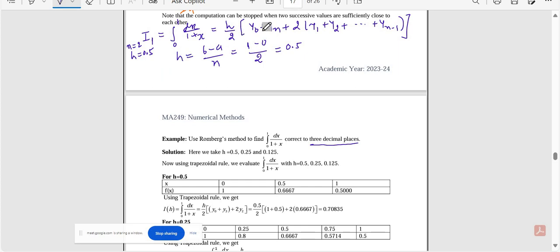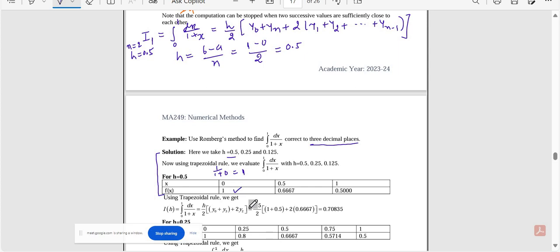Now find y0, y1, y2 up to yn minus 1. You can see here, this is my step number 1. I start with h is equal to 0.5. So 1 upon 1 plus x. The value of 1 upon 1 plus 0, so 1 plus 0 means 1. So this is your first value.